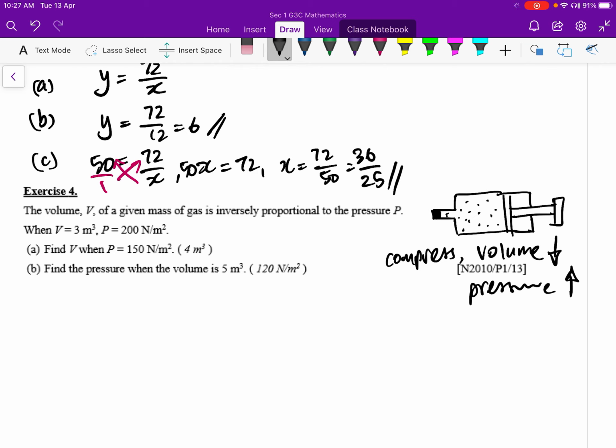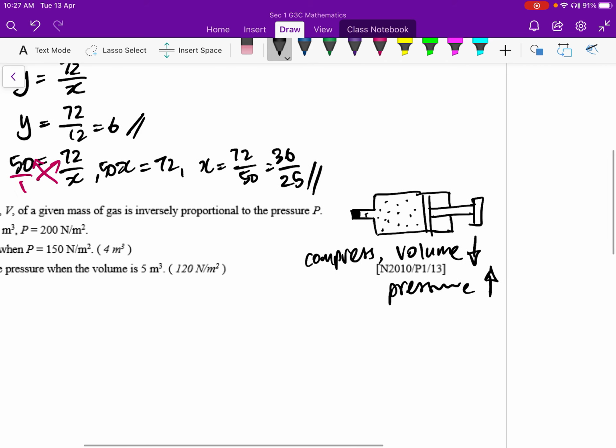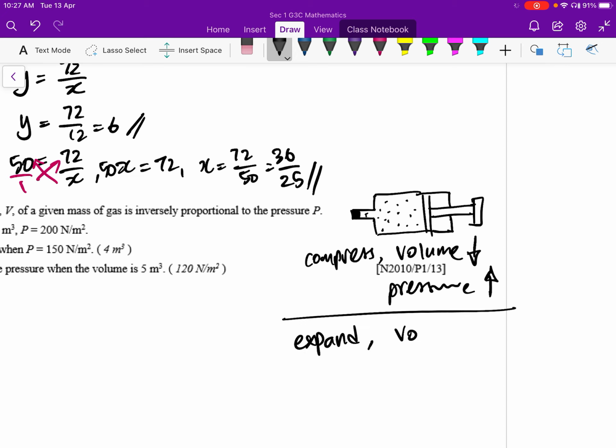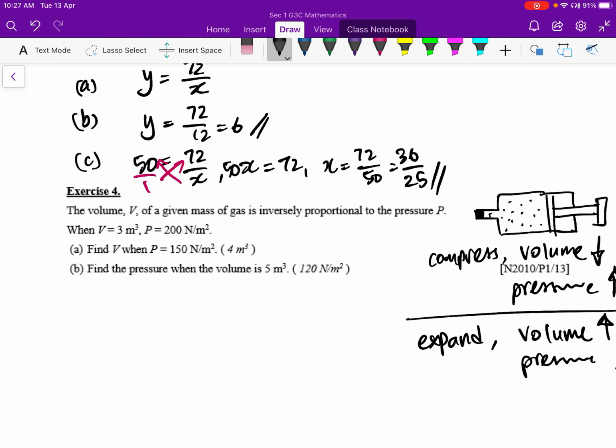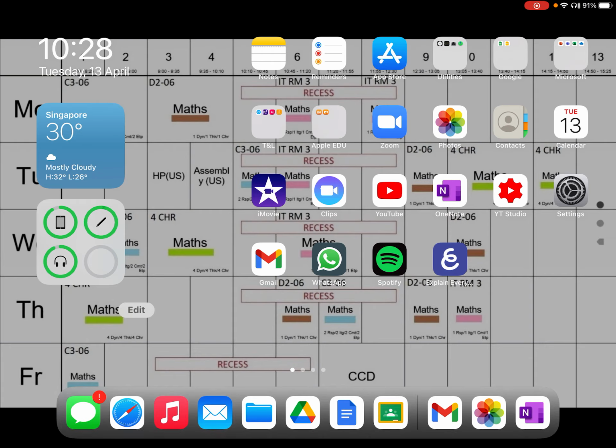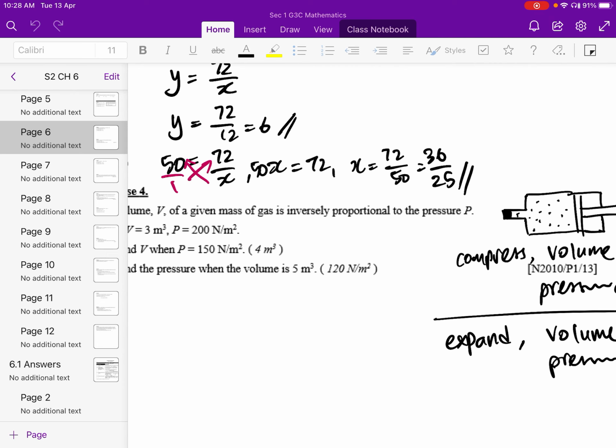What happens if you do it the other way around? When you start to pull it outwards, when you start to expand it. The opposite of compress is to expand it, then the volume goes up and the pressure goes down. So this is actually what is happening in the first sentence. Some story behind it. Although it's not needed to understand, just by the first sentence, we are actually able to work on a mathematical aspect of it already.